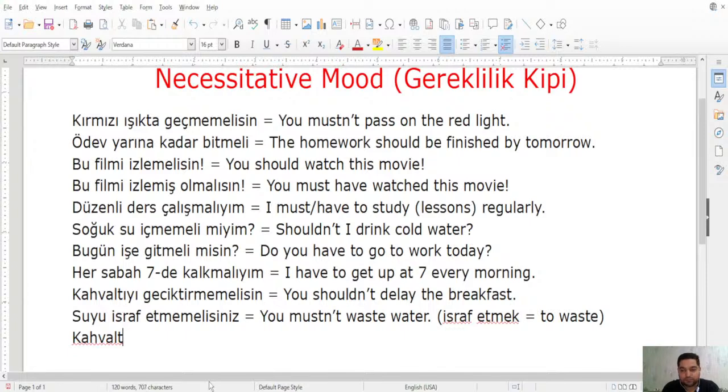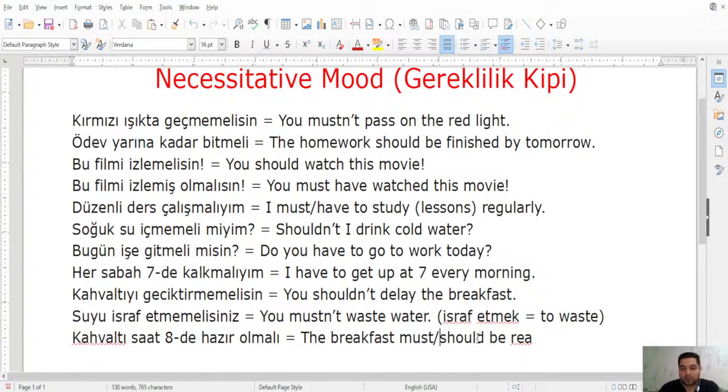Kahvaltı saat 8'de hazır olmalı. Okay, which means the breakfast should be or must be, right? Basically should, I think it should be is better. Should be ready. Must or should be. Let me just write both of them depending on the context. The breakfast must or should be ready at 8. Okay. Kahvaltı saat 8'de hazır olmalı.